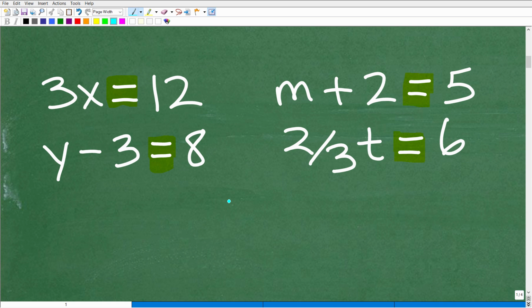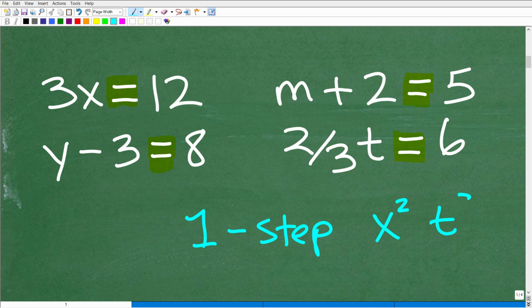Now, I did mention that we're dealing with one-step linear equations, okay? That linear part simply means that these variables are to the first power. We don't have anything like x squared or t cubed or the square root of m. These are other types of equations you solve in algebra, but of course you can't learn to solve these types until you get these equations down.